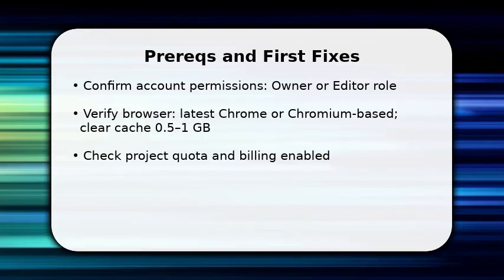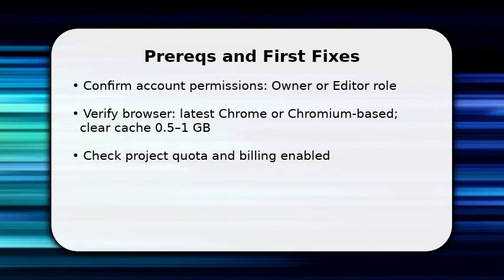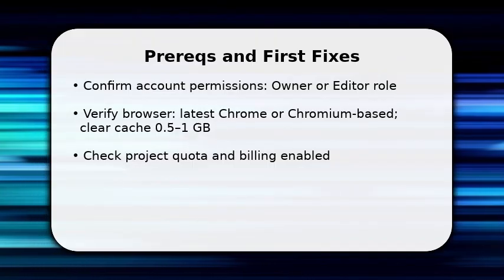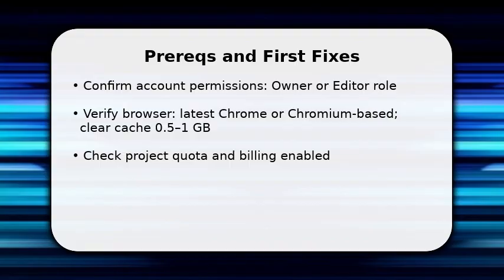You need the right access and a clean environment before diving in. First, confirm you have owner or editor permissions on the Google Cloud project, and make sure billing is active. Once done, open Chrome or a Chromium-based browser and clear cache and cookies, target 0.51 GB if heavy use. Next, check AI Studio project quotas and API enablement. Enable the Vertex AI and IAM APIs if missing. This combination fixes many startup blocks and gets you ready for deeper troubleshooting.